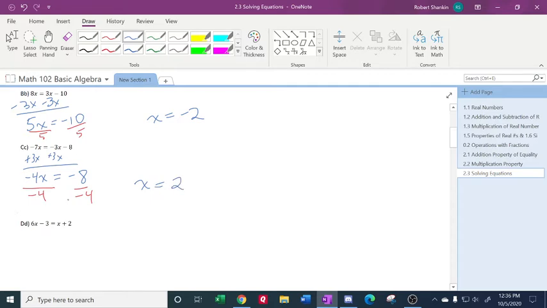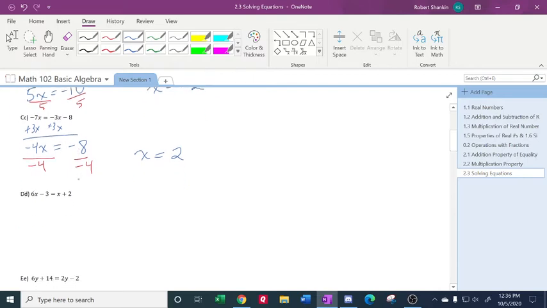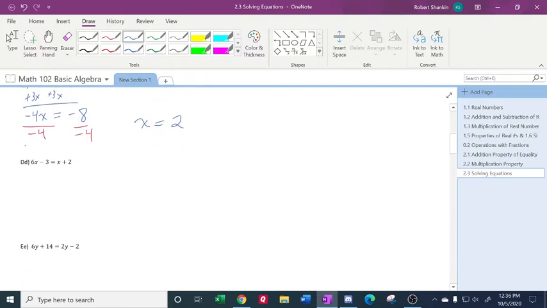Okay, and on part D, we have 4 terms. There's no like terms that are on the same side, so we can't combine anything together until we move things to other sides. So we use a property. So I'm going to say, let's move all the x terms over to the left, because there's 6 of them over there, and there's only 1 of them over here.